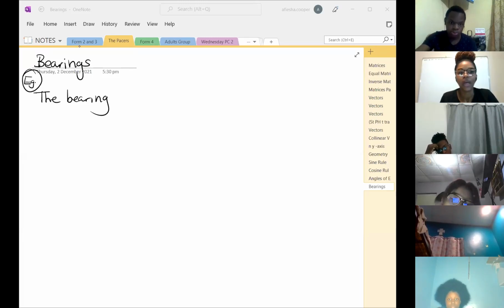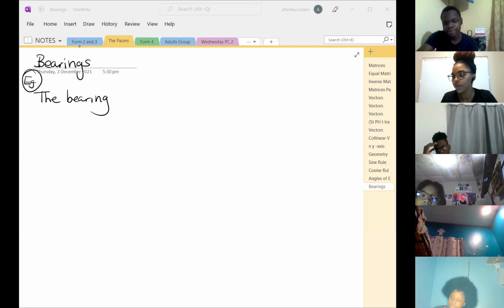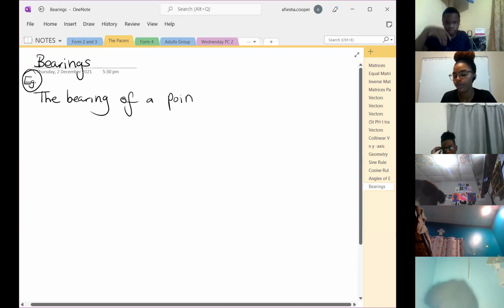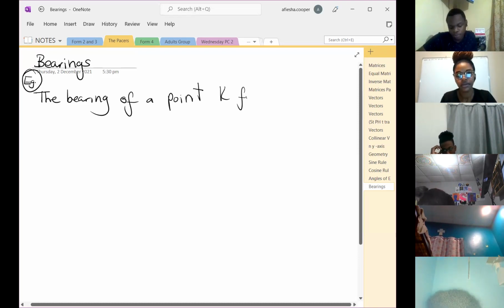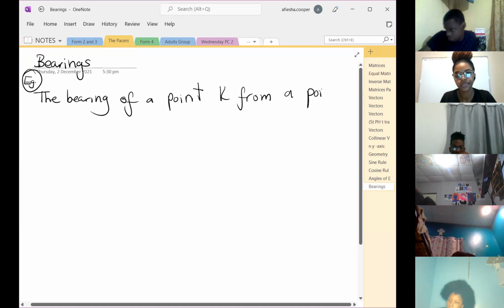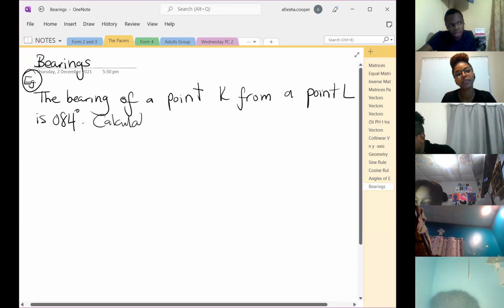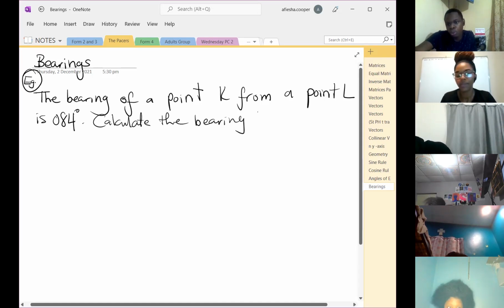Right, so the bearing of a point K from a point L is 84. Usually they put 0.84 degrees, all right? Calculate the bearing of L from K.